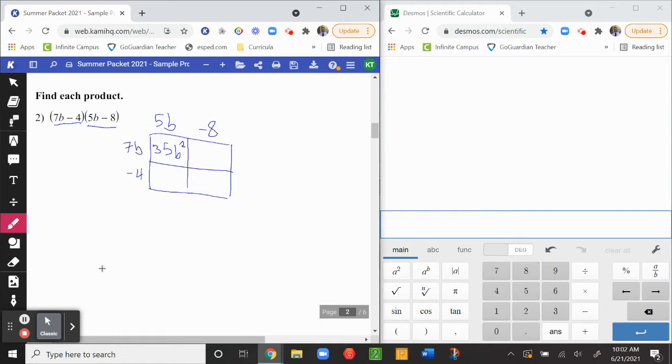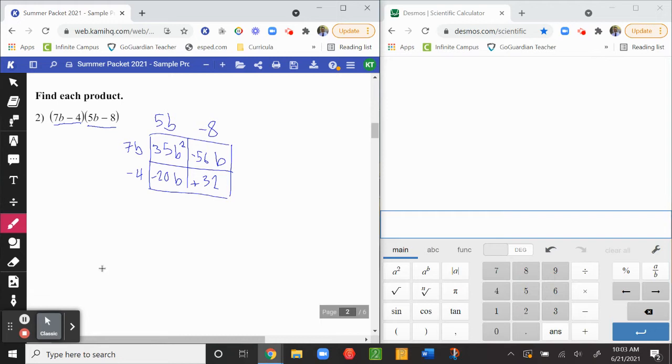We'll continue multiplying to fill in the rest of the box. 7b times negative 8. Well, 7 times negative 8 is negative 56. And b, well, there's only one b there, so I get to keep the b. Next box, 5b times negative 4. 5 times negative 4 is negative 20. There's only a single b, so I leave it as a plain b. Finally, negative 8 times negative 4. The product of negative 8 and negative 4 is positive 32.